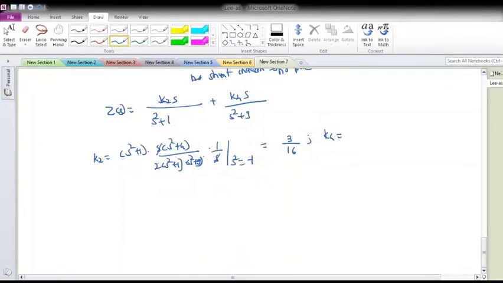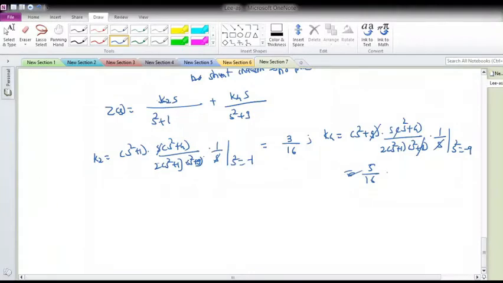What about k4? Again you multiply with s square plus 9 with z of s upon s. So z of s is s into s square plus 4, 2 into s square plus 1, s square plus 9 by s. So it is s, evaluated at s square equal to minus 9. So this will vanish and this s will also go. So minus 9 plus 4, it is minus 5, and it is minus 8 into 2. So this is 5 upon 16. Always remember this k2 has to be positive and real.